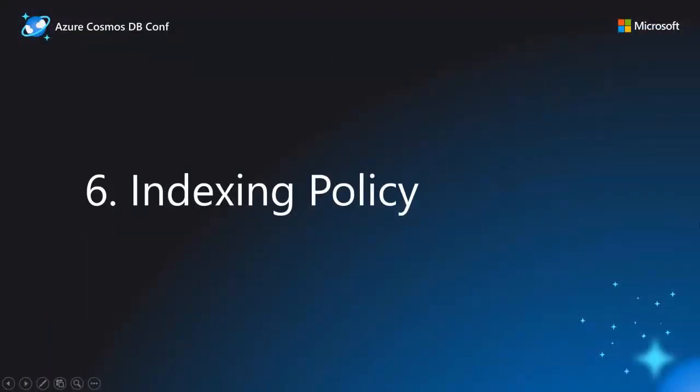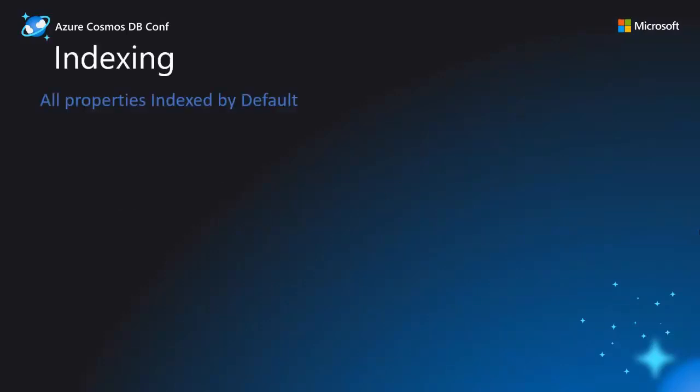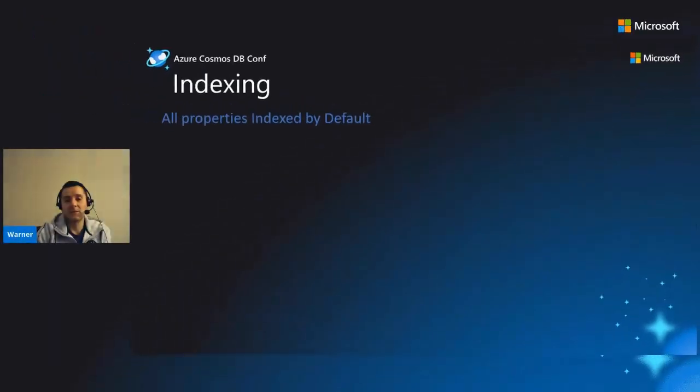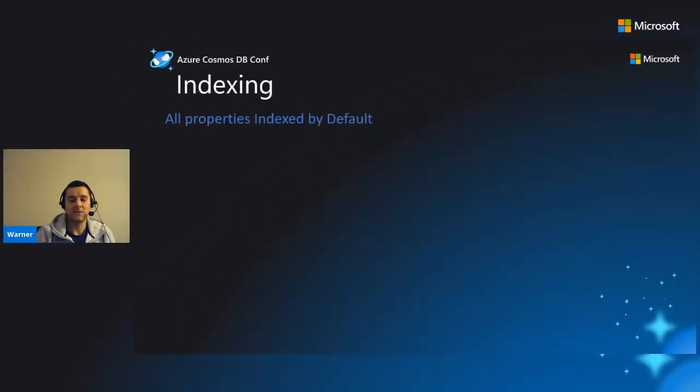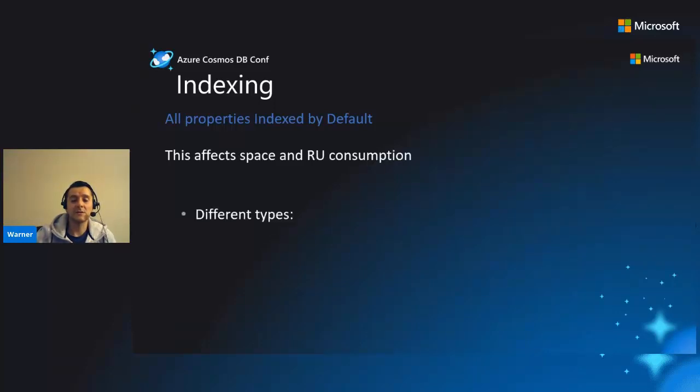Let's see what else do we have here. The indexing policy also has an impact, of course, on RU consumption. So all properties are indexed by default, and this might be too expensive for you if you're not really using all the properties to do predicates on the where clauses. Then you don't really need to index all of them. Now, indexing all of them, of course, has a specific effect on space and request unit consumption.